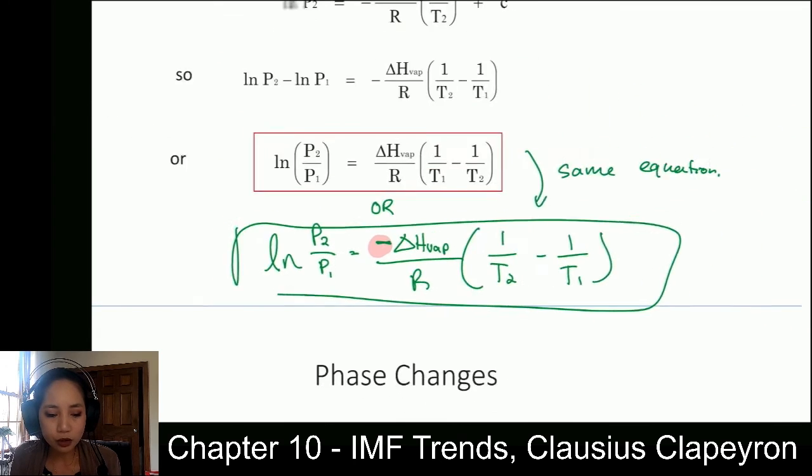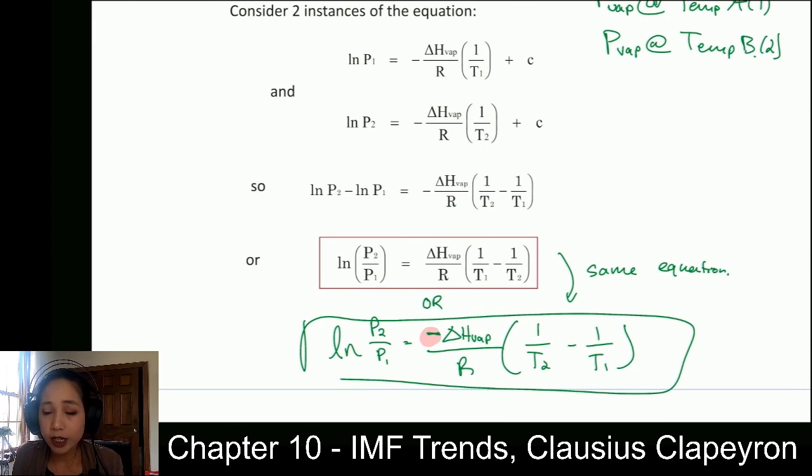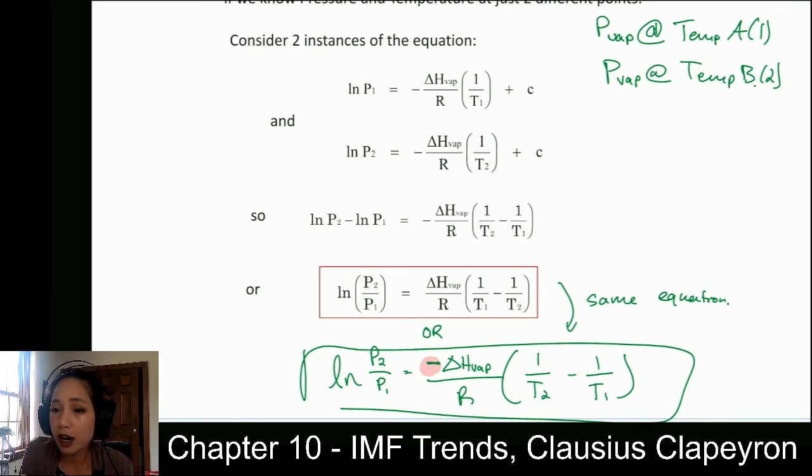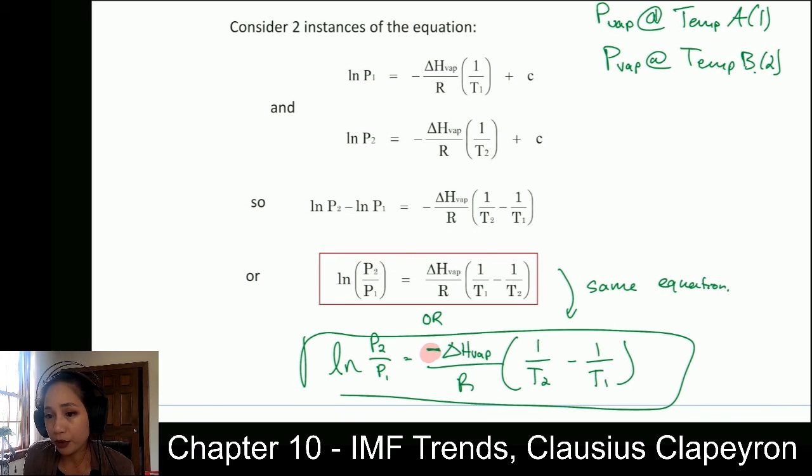All right, so that goes over the Clausius-Clapeyron equation. There are many different practice problems given in the Chapter 10 handout where you calculate the delta H of vaporization for a substance given 2 different vapor pressure measurements at 2 different temperatures. And we will go into how we get enthalpy of vaporization in the next lecture video when we talk about phase changes.